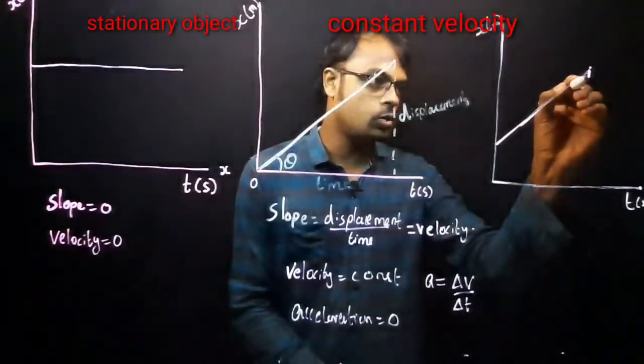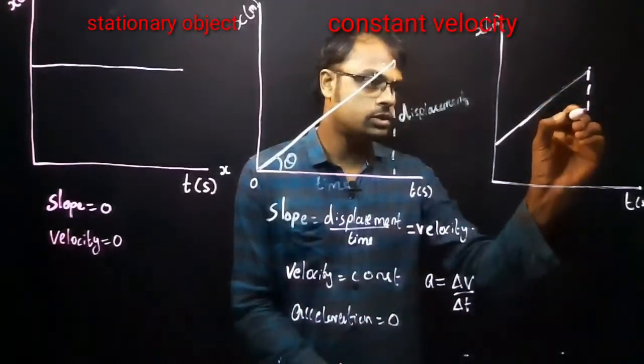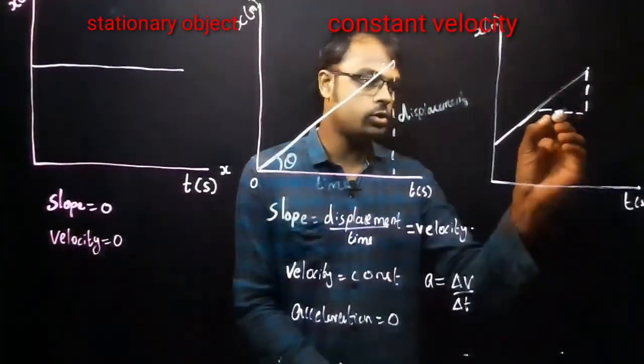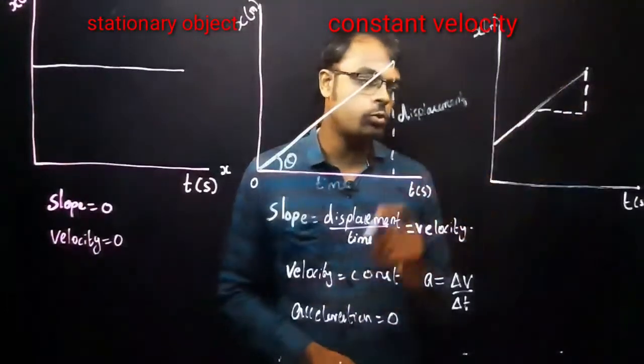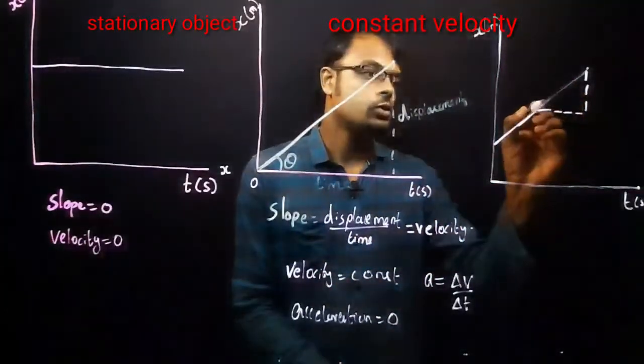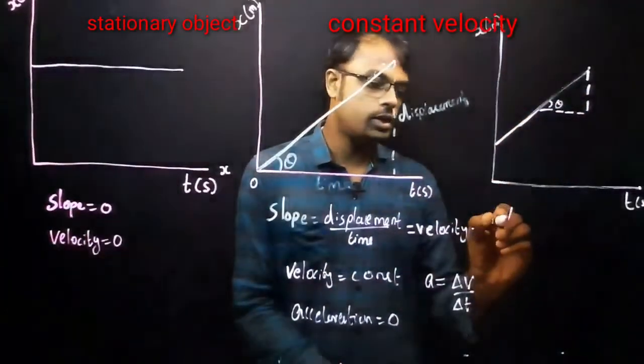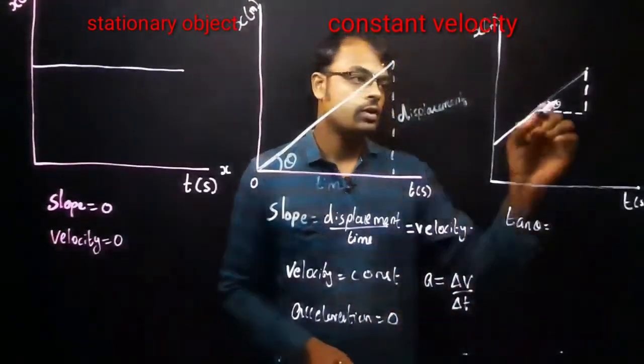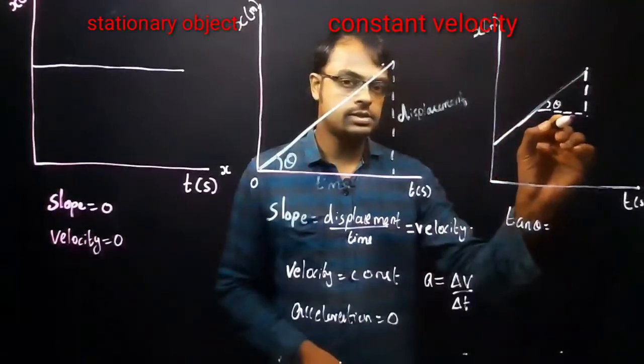In order to find the slope, we are just constructing a small triangle. You see, this is a small triangle. I'm not taking the complete one, I'm just taking a small portion of it. So this is the angle theta. So I can write here tan theta is equal to opposite side divided by adjacent side.